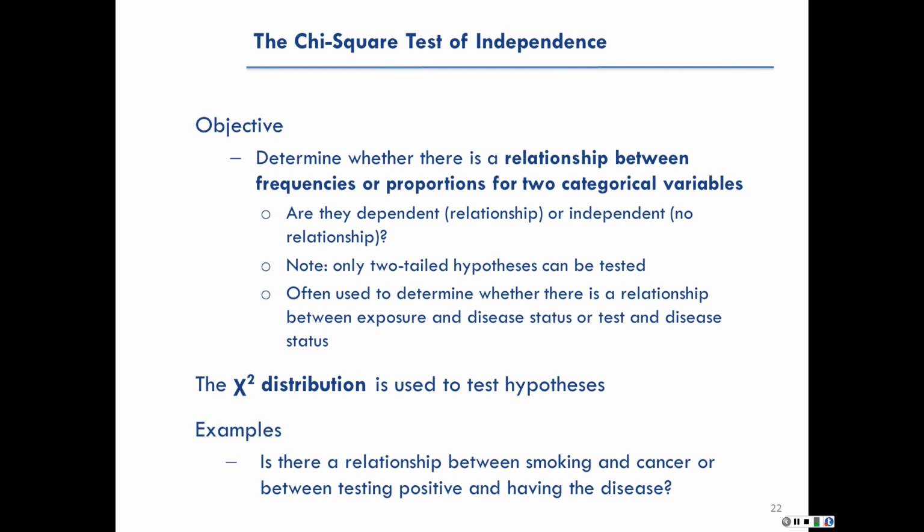Note here that only two-tailed hypotheses can be tested. We're only testing for whether or not there's a relationship. We're not testing for direction on that relationship. This test is often used to determine whether there's a relationship between exposure and disease status, say smoking and cancer, or between a given test and disease status, say testing positive for prostate cancer and then actually having the disease. Also, the chi-square distribution, which is another parametric distribution, is used to test hypotheses here.